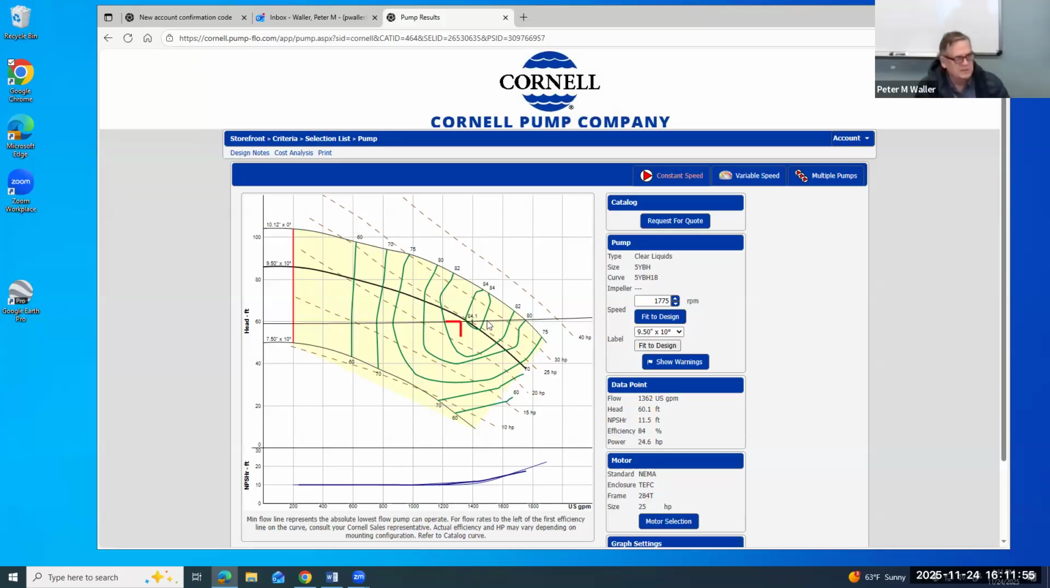84% is a very efficient pump. We might not expect more than 80, but 84% is great. So we're really, really happy with that. And we're really happy with 25 horsepower. Notice my operating point is right under the 25 horsepower, so I can use a 25 horsepower motor. You can never use a motor that's under your operating point. That's the way to burn up your motor. So you absolutely cannot pick a motor that is ever going to be above your pump curve that you selected.